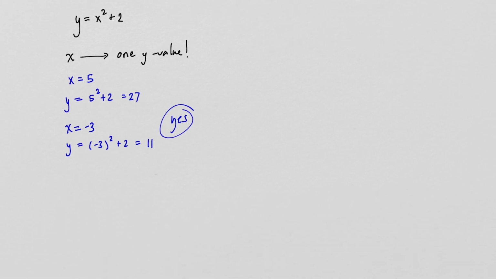And actually, if you were to graph y equals x squared plus 2, and you could do this by plugging in points, what you would notice is that the graph looks like this. And then you can think of, if I draw vertical lines, how many times does the vertical line intersect the graph? And we can see that it only intersects the graph one time.